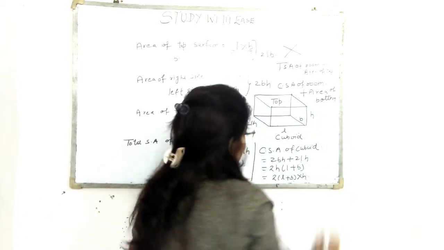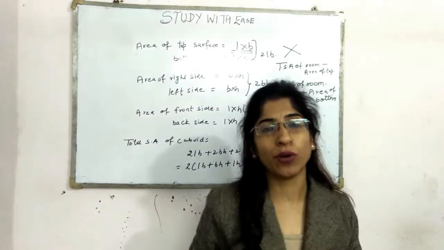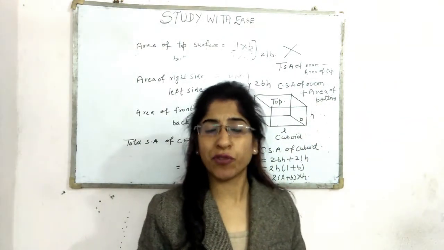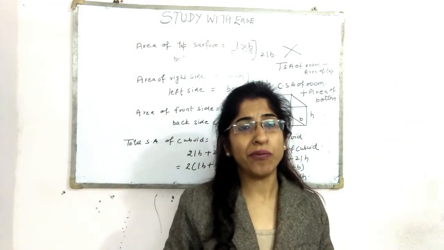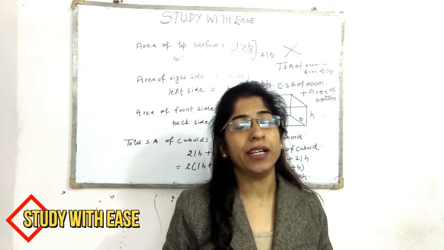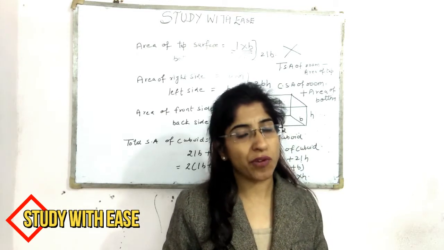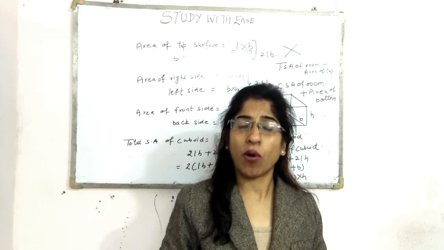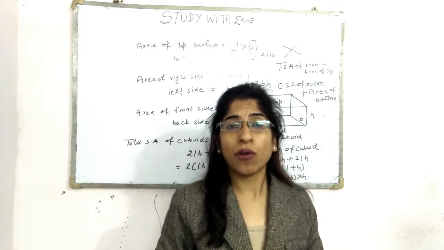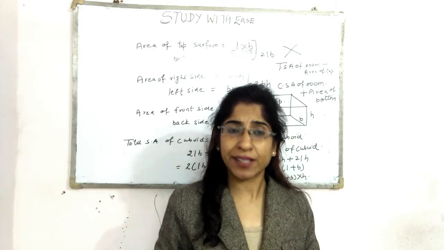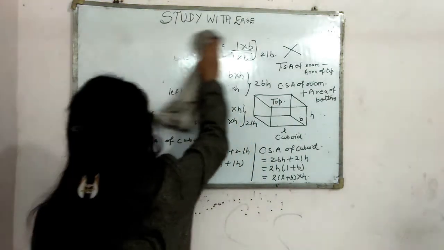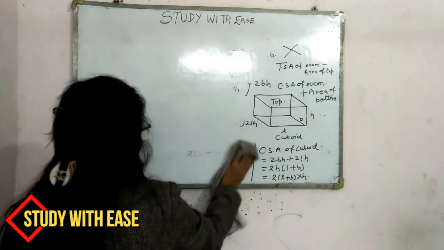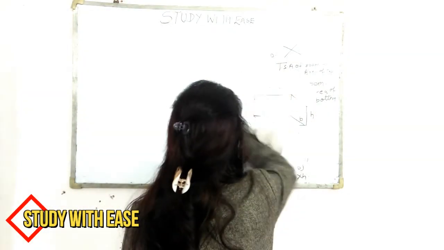So, friends, it is quite easy for you to find the area of a cuboid. You can find the curved surface area of a cuboid, you can find the total surface area of a cuboid, and you can also find the area of a cuboid when the top surface is excluded. So, I will recall all the formulas which we have learned right now.